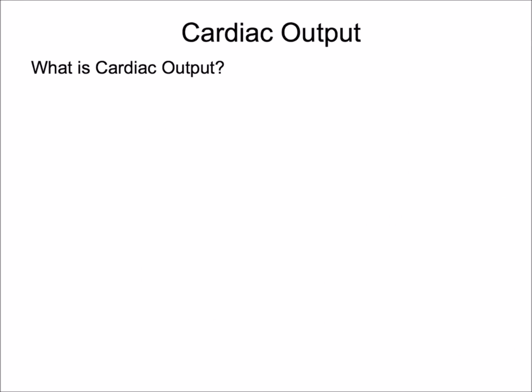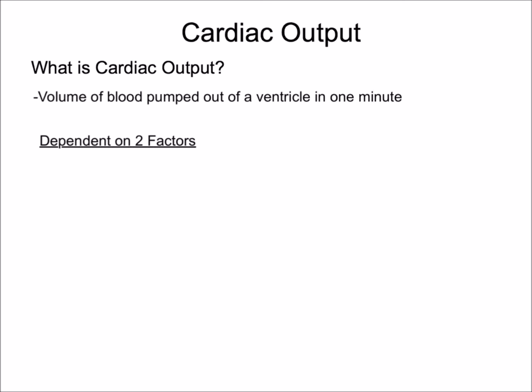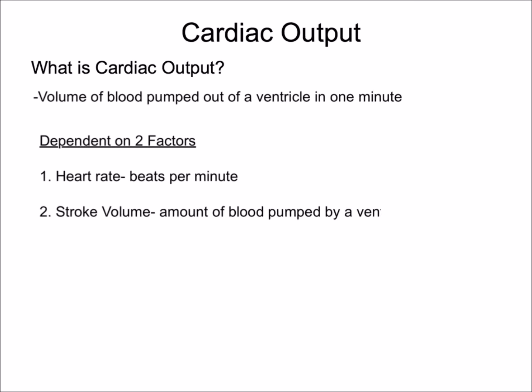And the last topic of discussion for this lecture is cardiac output. Cardiac output is the volume of blood pumped out of a ventricle in 1 minute. Cardiac output is dependent on two factors. The first factor is what we call heart rate, or the beats per minute. The second factor is what we call stroke volume, which is the amount of blood pumped by a ventricle each contraction. To determine the cardiac output of a heart, you simply have to multiply the heart rate times the stroke volume.